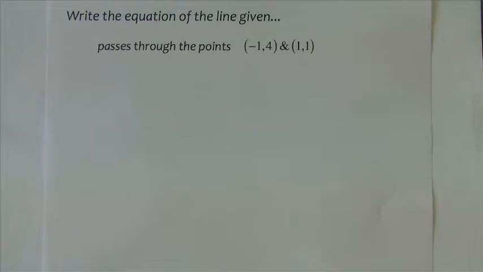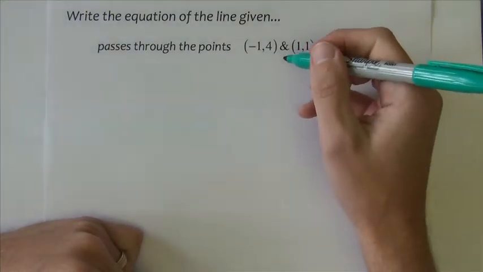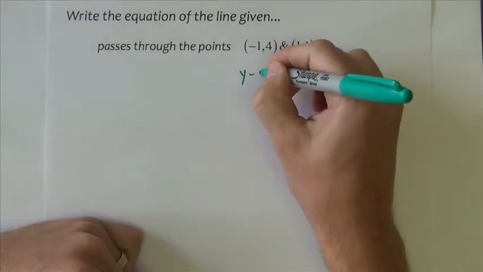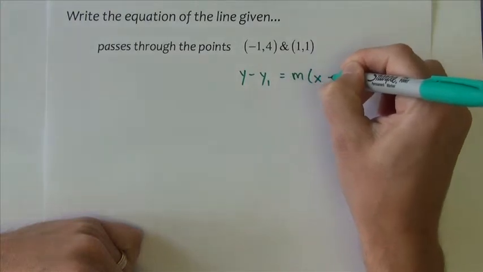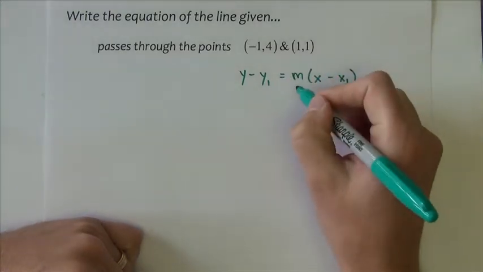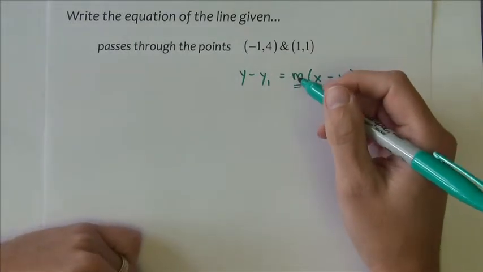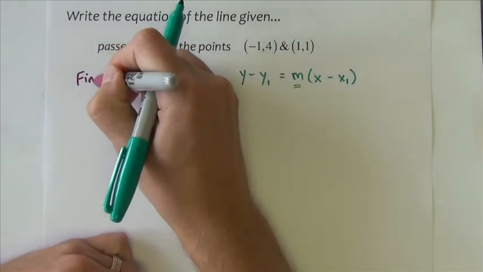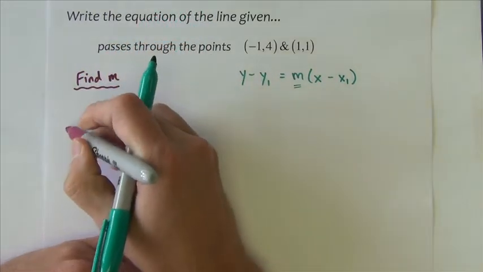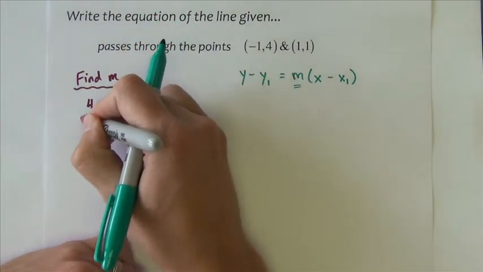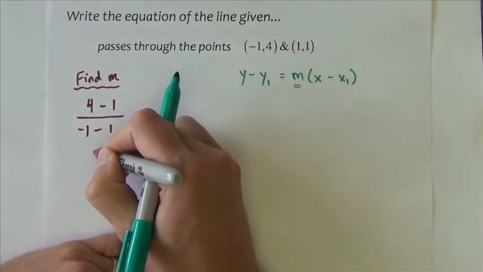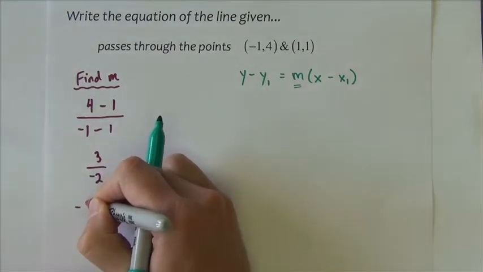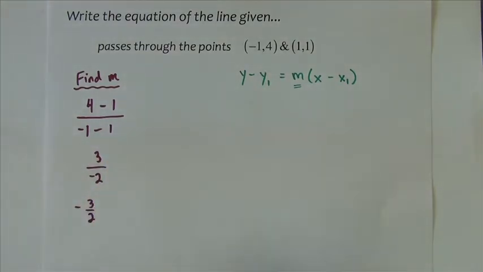Next example, we're asked to write the equation of a line given 2 points. So I'm going to need to use point-slope. What's lacking here is the slope. I was not given the slope, yet I'm going to need the slope to do this problem. So that's the first thing I need to do, is find the slope. I find the slope by doing y minus y divided by x minus x. So there's my slope, -3/2.